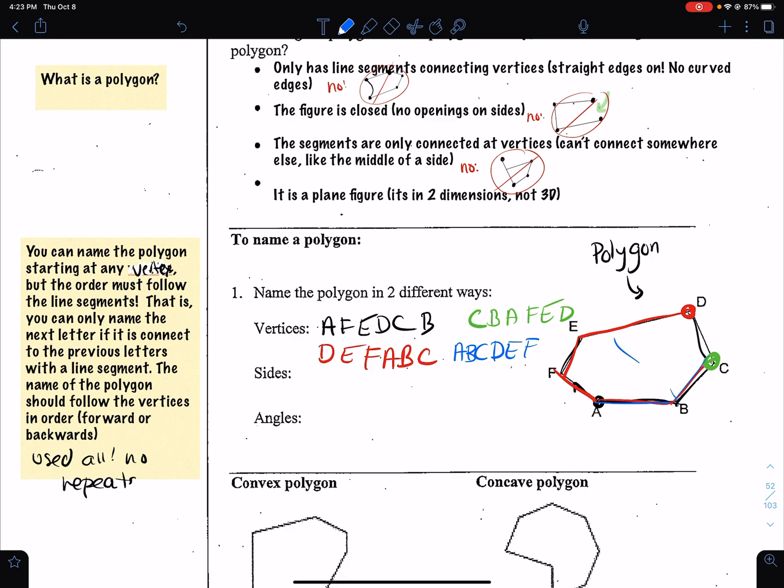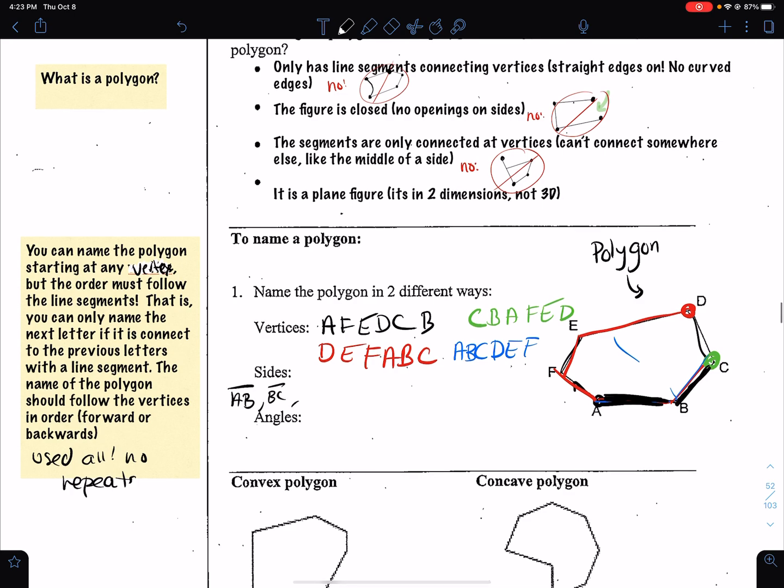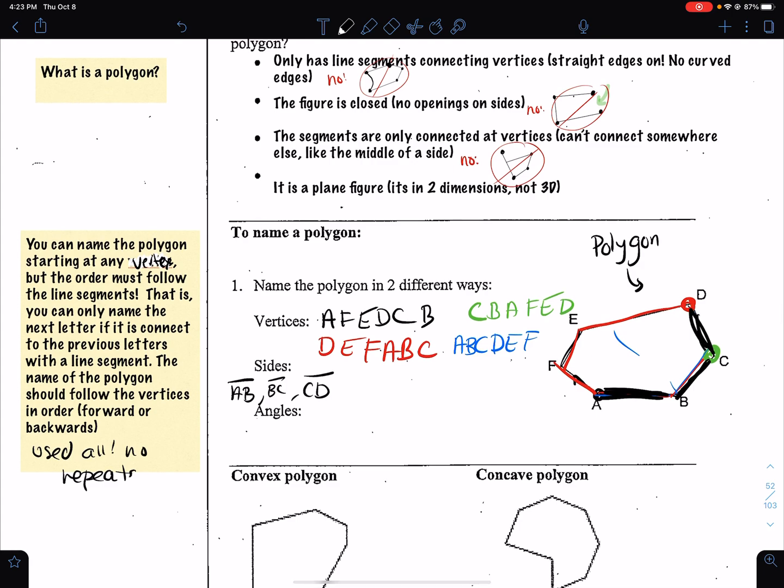So polygons are made of sides. The sides are just the line segments we see. One of the line segments right there is AB. We know that line segments have flat lines over them. The next side was BC. The next side here was CD. The next side here was DE. And then we have side EF. And then we have side FA.